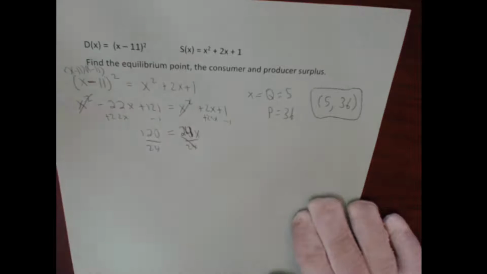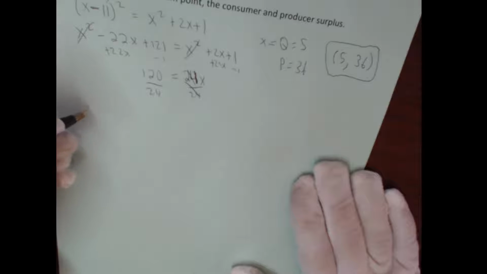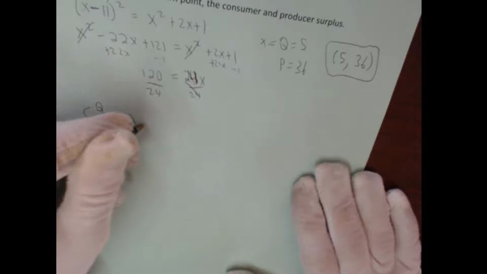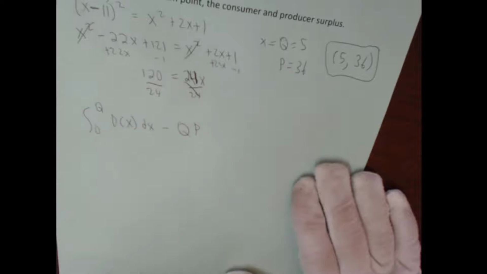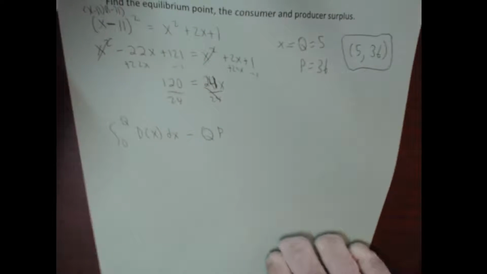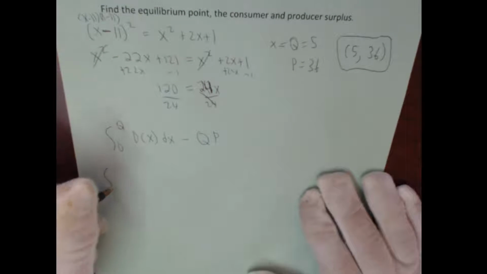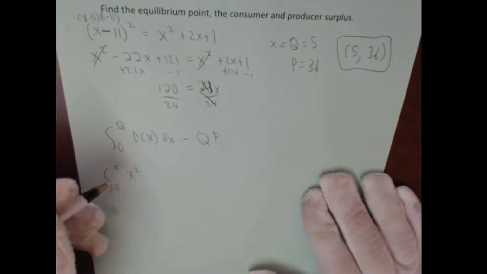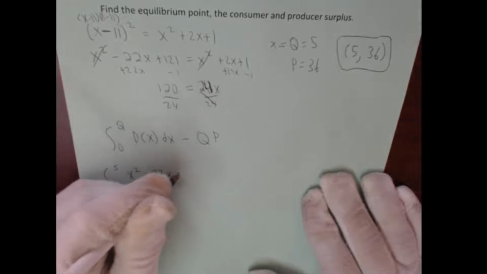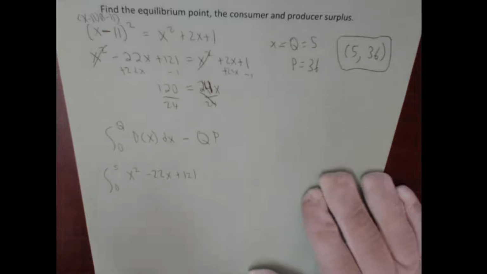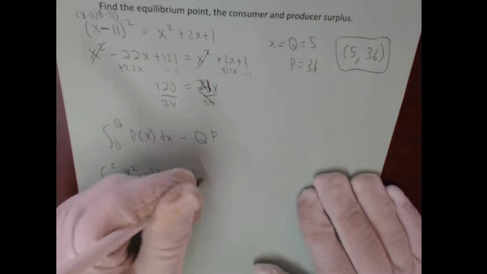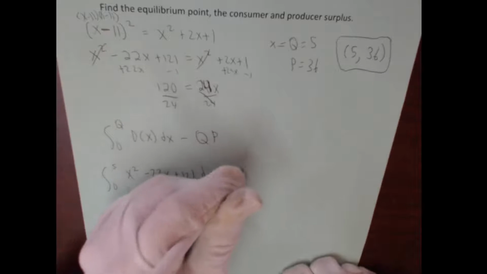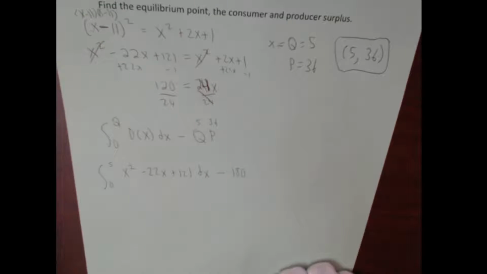In order to find the consumer surplus, we simply do that integral we saw last time. The integral is 0 to Q of the demand curve, minus the quantity times the price. And remember that that QP is not in the integral. So this time it's going to be the integral from 0 to 5 of our demand curve. I'm going to do the FOILed version of the curve for simplicity, that way we don't have to do the u-substitution and all of that. So there's that, minus 5 times 36, which is equal to 180.